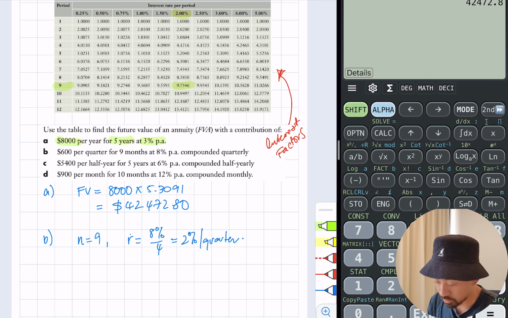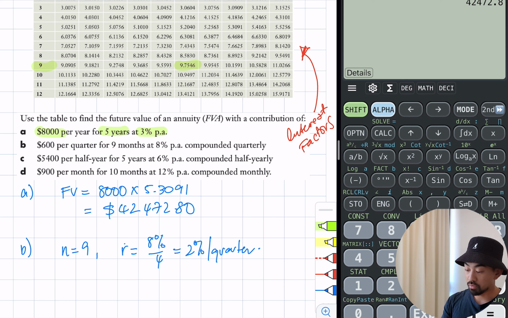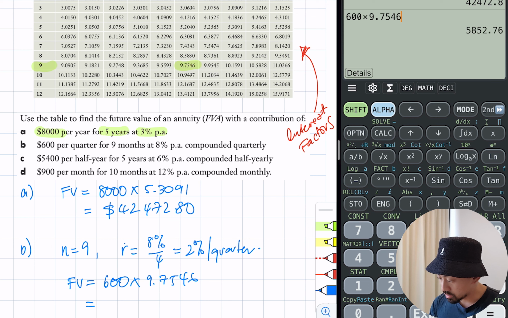Where they intersect, looks like that number there, 9.7546. So my future value is 600 times 9.7546. So my total here is 5852.72.